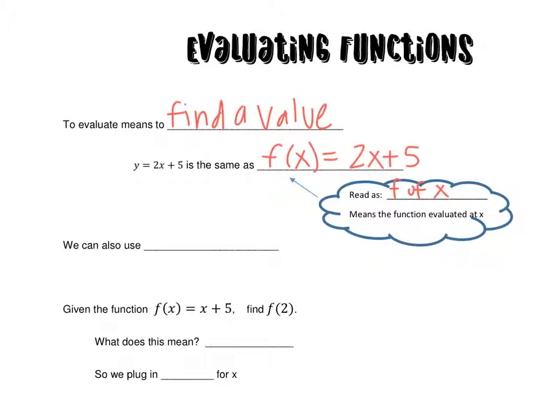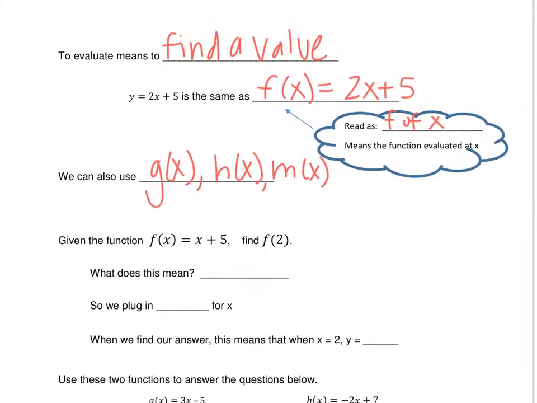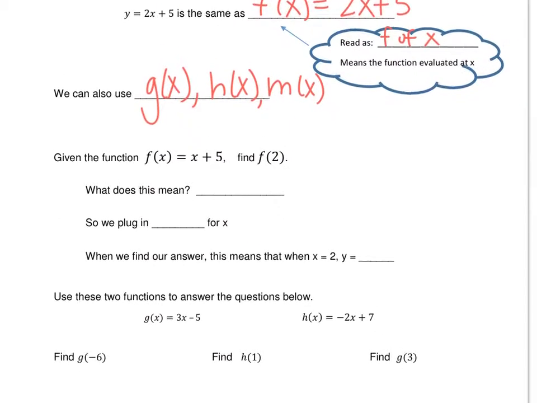Instead of f of x, we could also use things like g of x, or h of x, or m of x. So really we can use any letter we would like in front, and that's just denoting which function we're using. In a second, we're going to look at an example where we have a couple different functions. Now to actually get into the math and what we're doing.